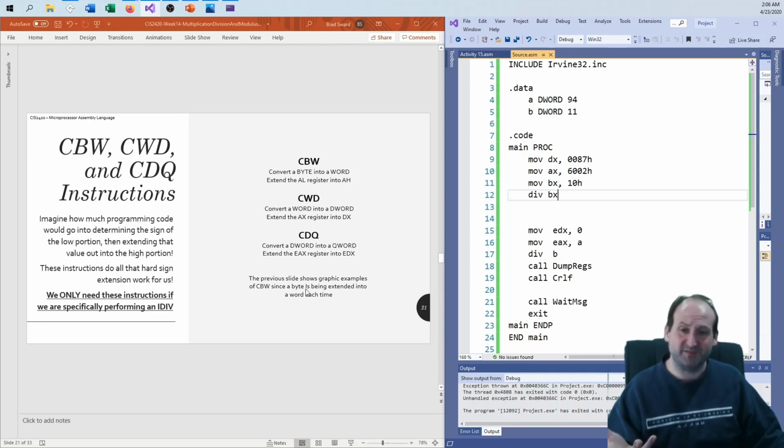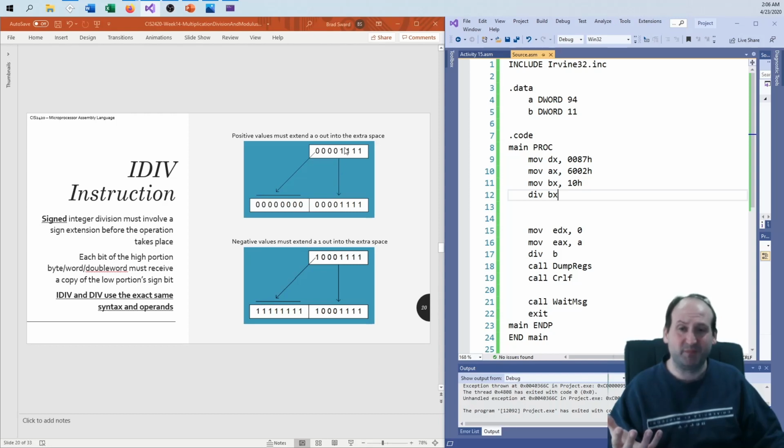So let's see, the previous slide shows examples of CBW because I'm converting a byte into a word. C, convert, B, byte, W, word: CBW.